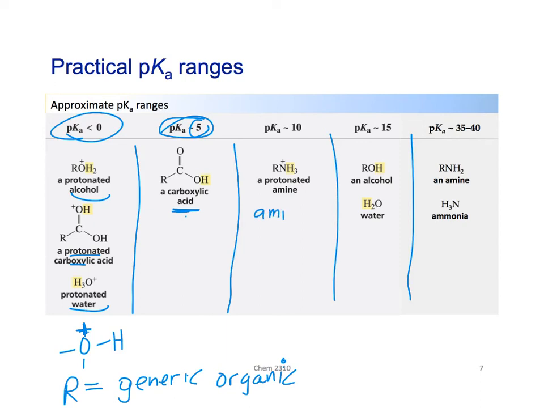The next category up that we're looking at is the protonated amines. These are the ammonium ions. They have pKa's around 10. Then we have normal OHs, like water or alcohols, with pKa around 15. And then we have the actual amines, the nitrogen with a hydrogen on it, and their pKa is in the 35 to 40 range. If we know these general ranges, this will let us go a long way. We'll see these over and over again, and it'll help us to remember.